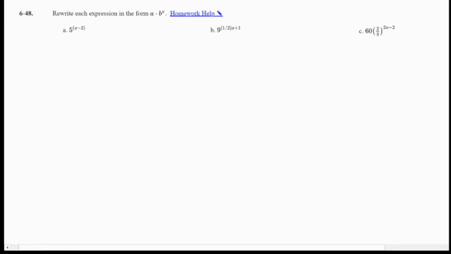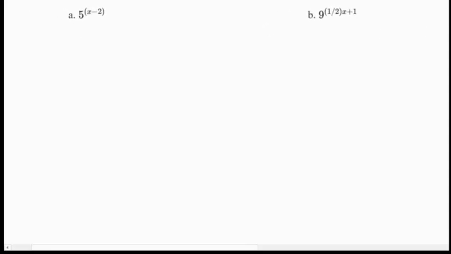Here we're asked to rewrite each expression in the form of a times b to the power of x. For all these, we're pretty much just going to be using our exponent properties here. So for the first one, I can use two different properties. I could either use the idea that these two things are being multiplied, or since it's subtraction, I could technically say that these two things are being divided, but change this exponent to a positive.